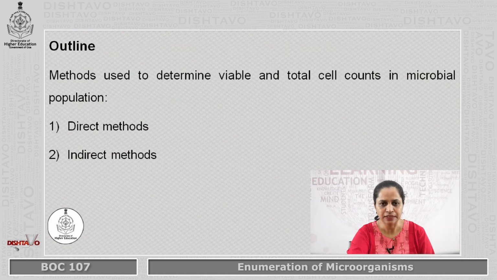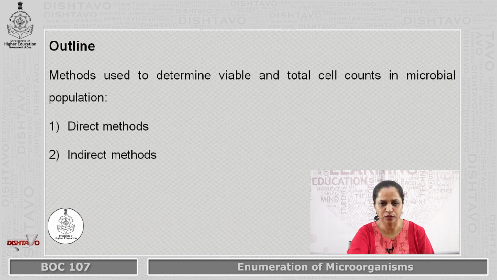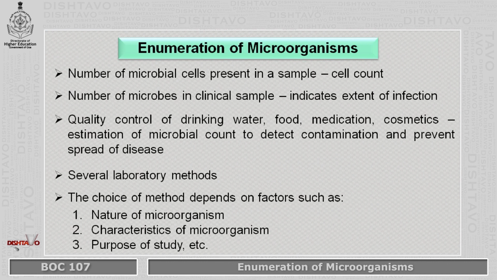The module outlines. In this module we will discuss the methods used to determine viable and total cell counts in a microbial population. The two methods which we will discuss are direct methods and indirect methods. Learning outcomes. At the end of this module, the students will be able to explain several laboratory methods which are used to determine viable and total cell counts in a microbial population. Now let us begin with the topic.